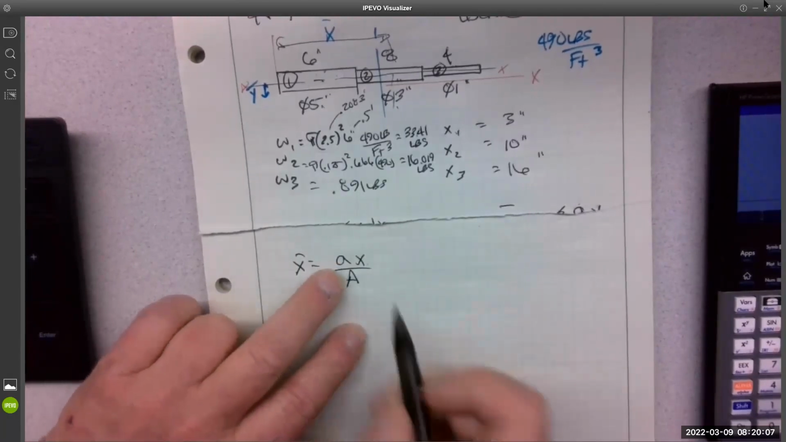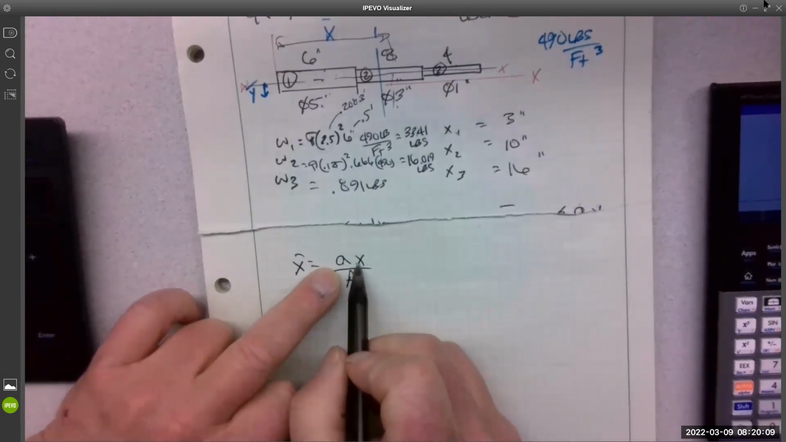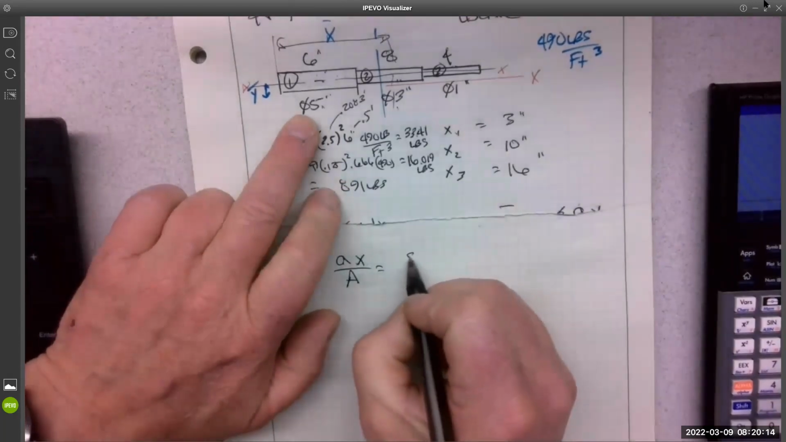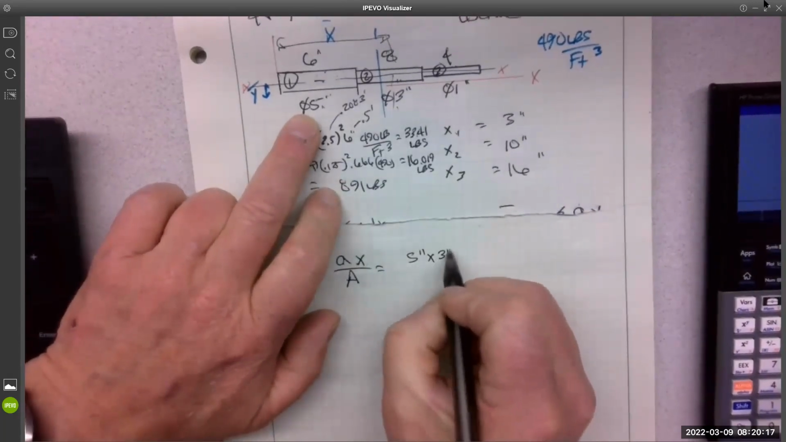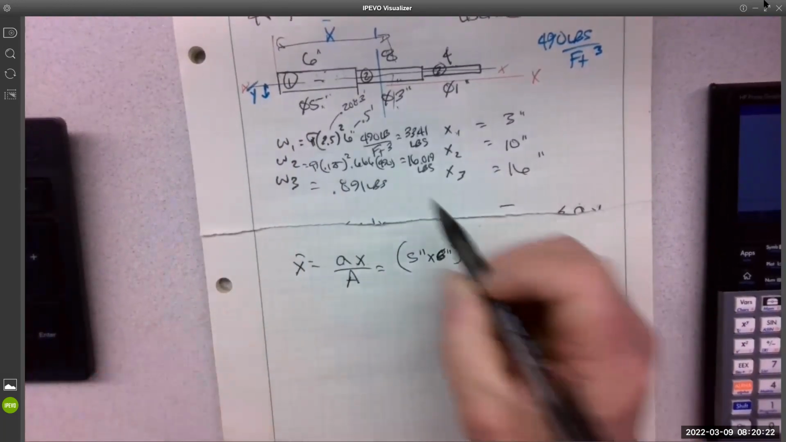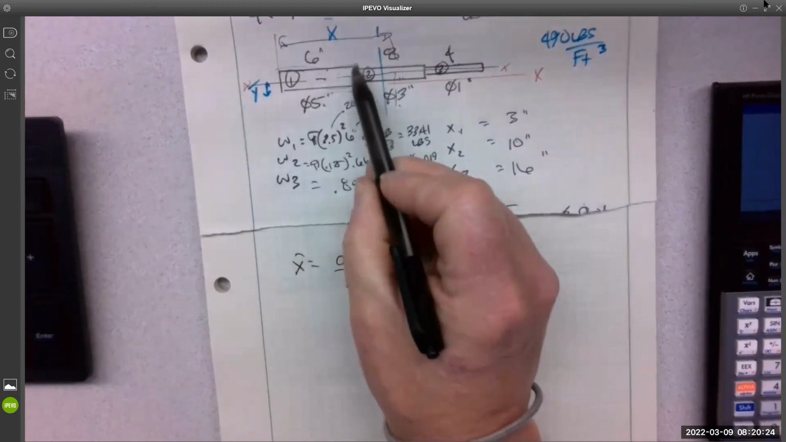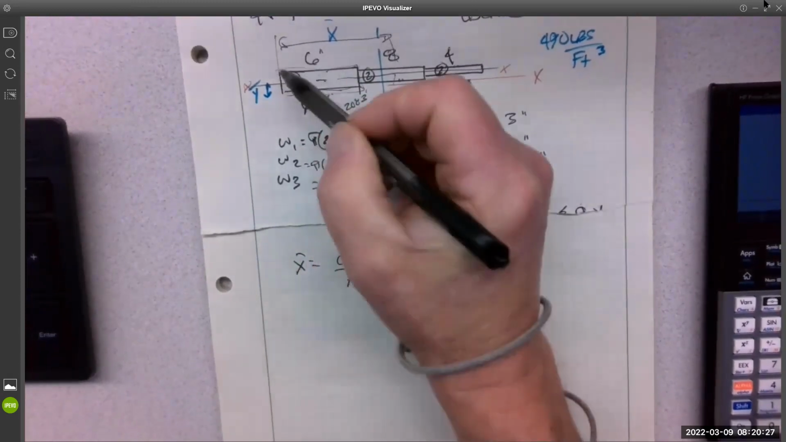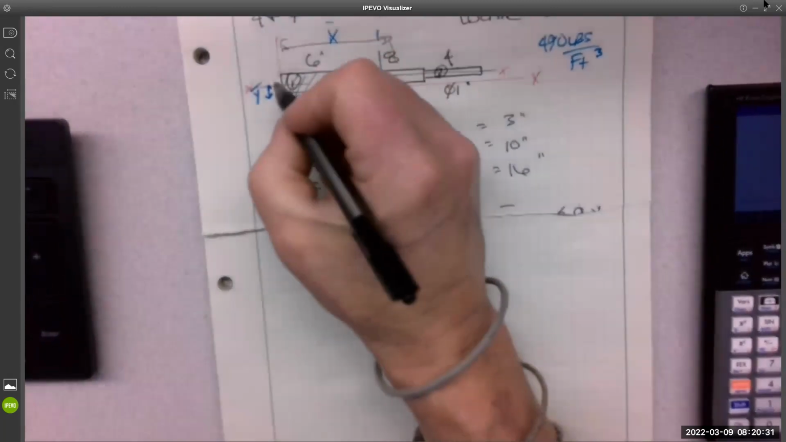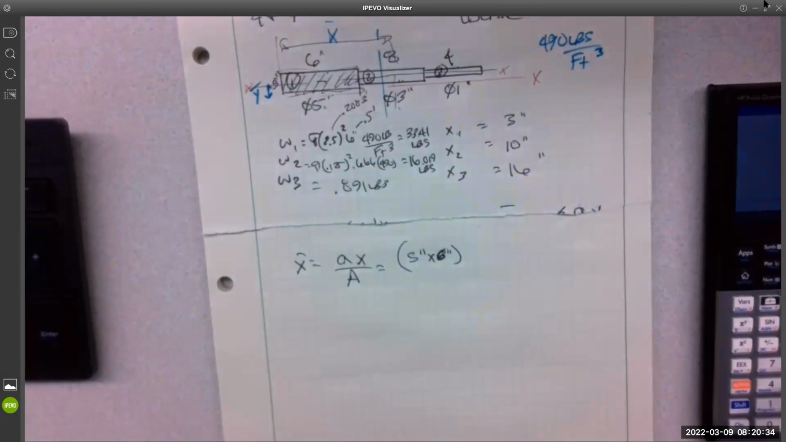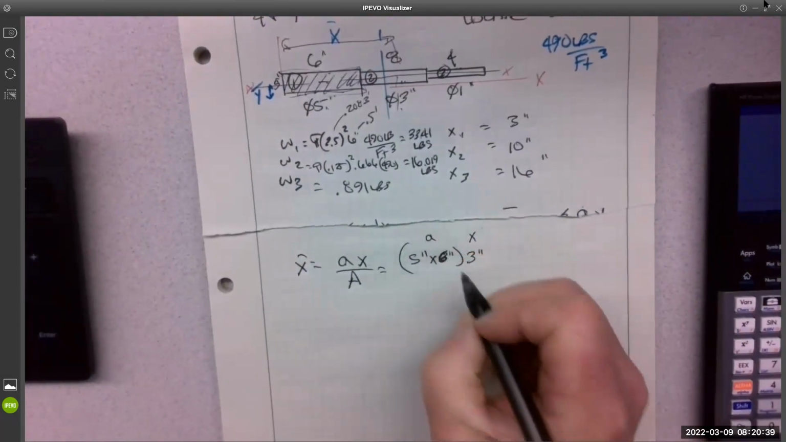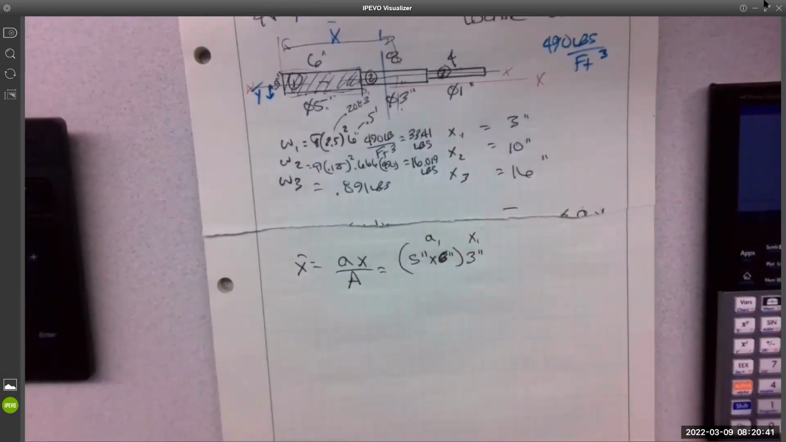So that's the formula. So we got to have areas times X's, and I didn't even have areas. So area of the first one is going to be 5 inches times 3 inches. Oh, sorry, 6. 5 times 6, the length. All right, that's the area. This is the 5 inches, that's the 6 inches. Then you multiply it by the X. So here's A1, X1.